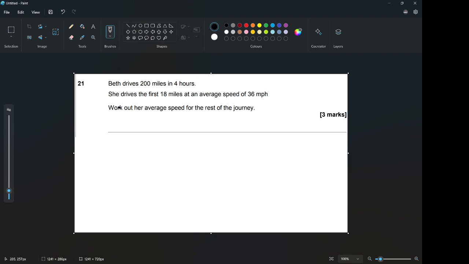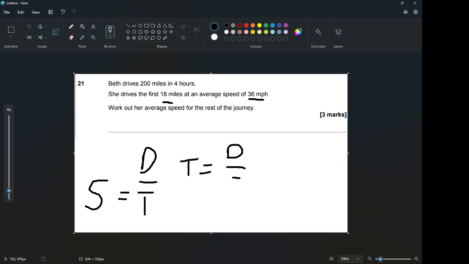Step one, we've got speed is distance over time. For the first 18 miles, which is our distance, this is her speed. To work out time, we're going to rearrange it, so time is distance over speed. So it'll be 18 over 36, which simplifies to 0.5. So 0.5 of an hour, just to be clear.